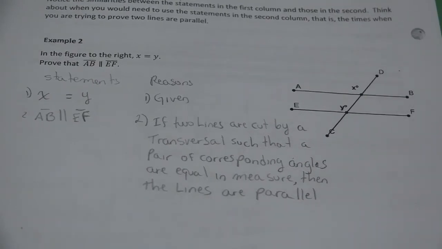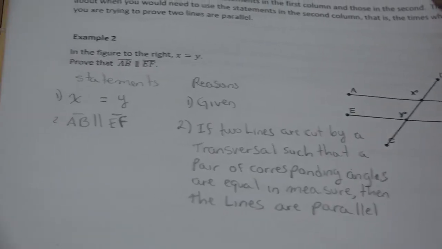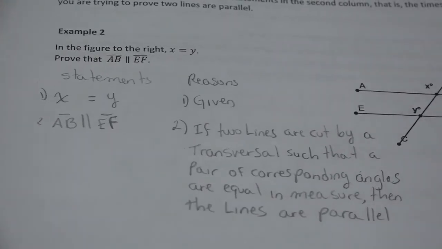It just says to prove that. We got x equal to y, and to prove that AB is parallel to EF, you already know that these are basically corresponding angles. So that's it. Now you could pause it and let's move on.